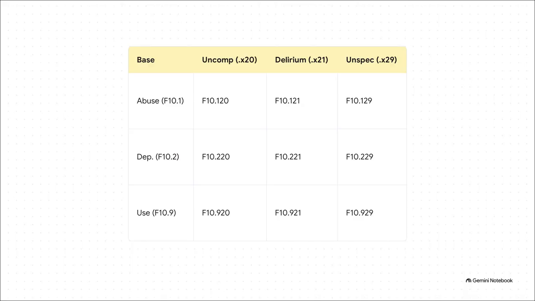Now, what's really interesting about this matrix is how mathematically structured it is. It's like a giant puzzle. The fourth character always dictates the underlying severity. So a 1 means abuse, a 2 means dependence, and a 9 means unspecified use. Then you jump to the sixth character. A 0 always means the intoxication is uncomplicated. A 1 indicates the presence of delirium, and a 9 means it's unspecified. By understanding this grid, you aren't just memorizing a random list of codes, you're actually understanding the deep architectural logic of the ICD-10 manual itself.